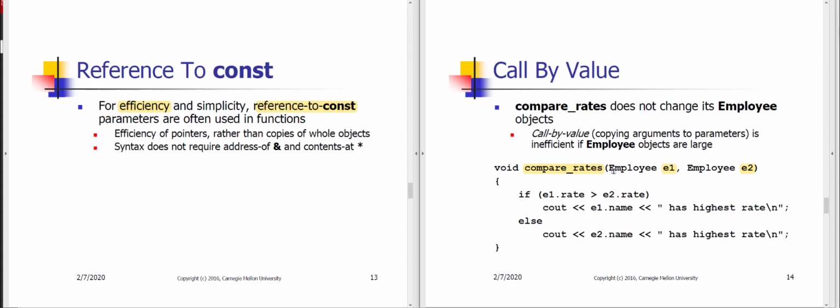Our employee objects are not terribly big. They have an integer ID, which is 4 bytes. They have a name, which is 10 bytes. They have an hourly rate, which is 8 bytes. But over time, our employee objects might become more sophisticated and larger, and so this could be an expensive amount of information to be passing down to the stack frame for this compare rates function.